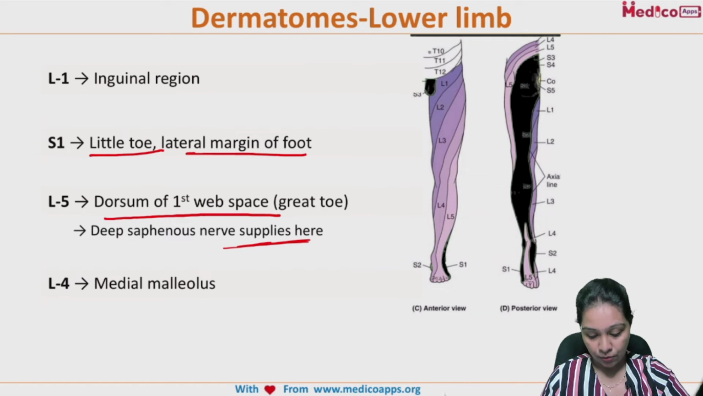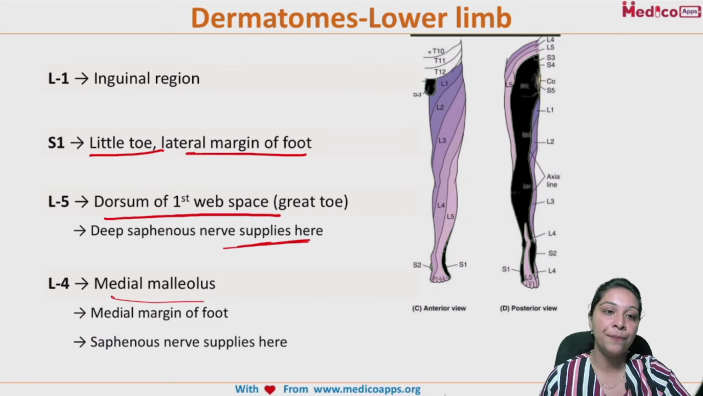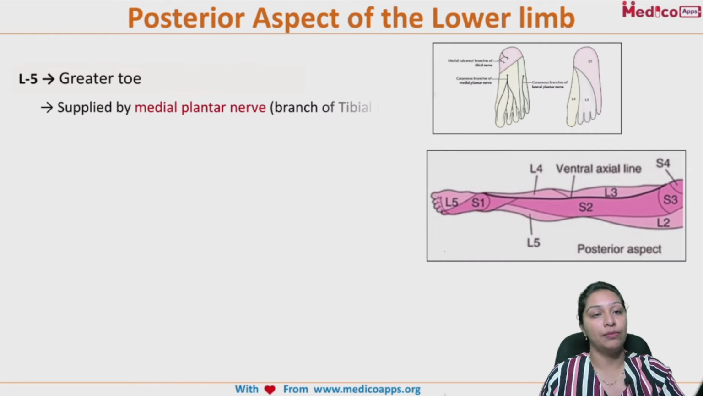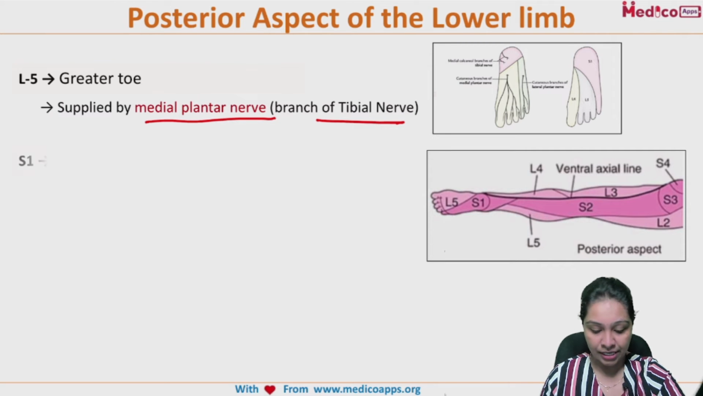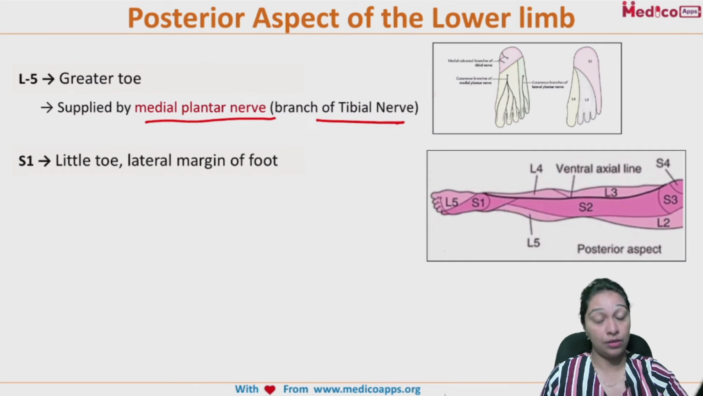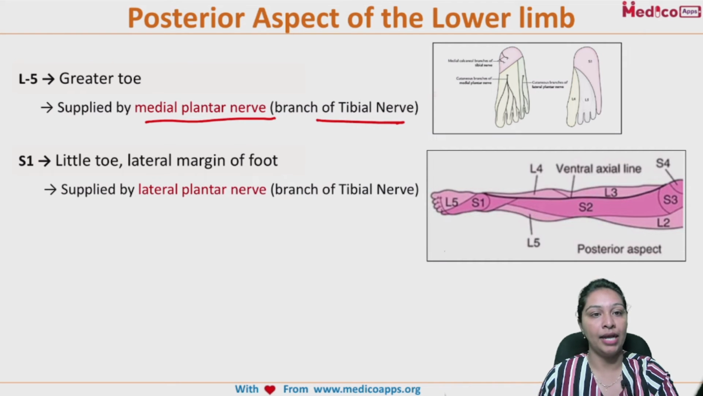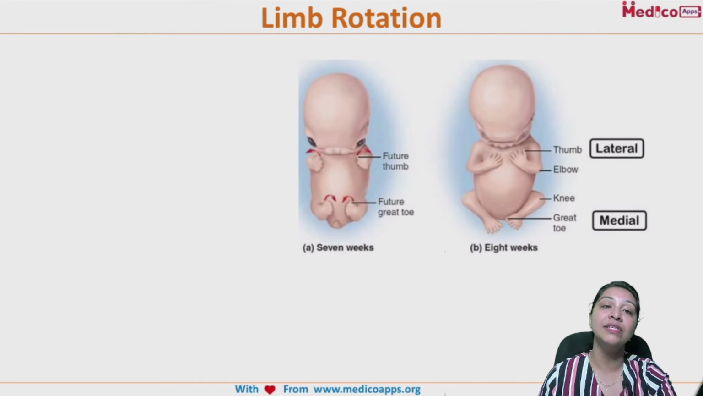Then the L4 dermatome is along the medial malleolus, that is the medial margin of the foot, and here the saphenous nerve supplies. Now, on the posterior aspect of the lower limb, the L5 dermatome is for the greater toe and it is supplied by the medial plantar nerve, which is a branch of the tibial nerve. Then S1 is the dermatome of the little toe and the lateral margin of the foot, supplied by the lateral plantar nerve. Then S2 is for the calf and thigh. S2, 3 and 4 are for the pelvis and the perineum.